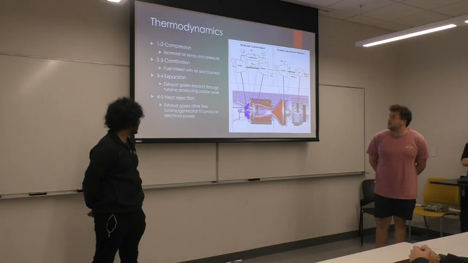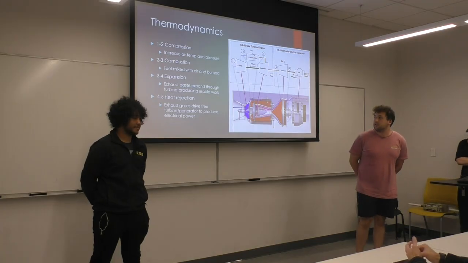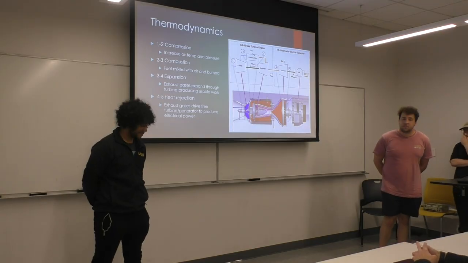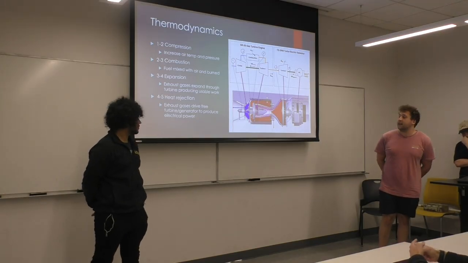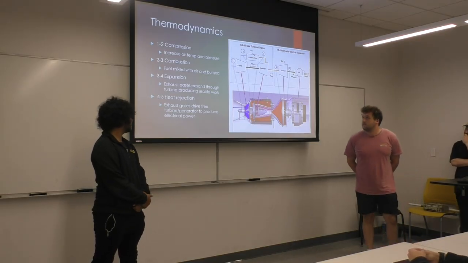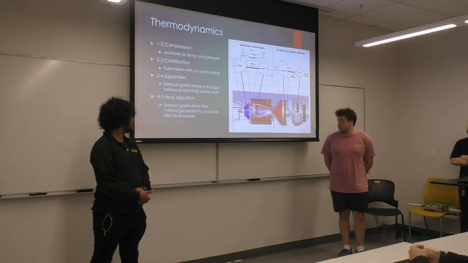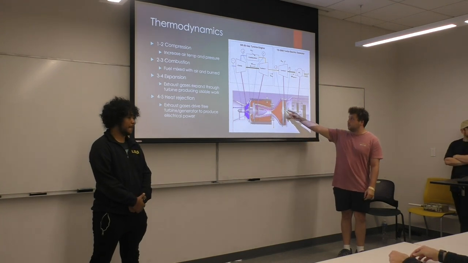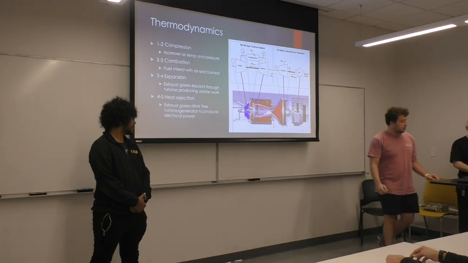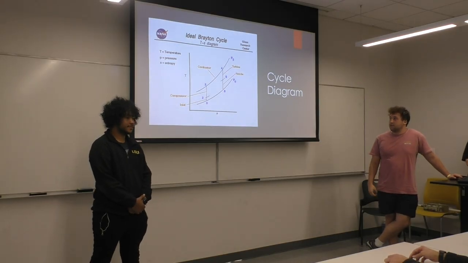So from 1 to 2, the air goes through the compressor, which increases the air temperature, which then feeds into the combustor where the air is mixed with fuel, and then the expansion where the exhaust leaves the jet and then goes through the free turbine, which then spins the generator to generate electric power. And here's a cycle diagram.